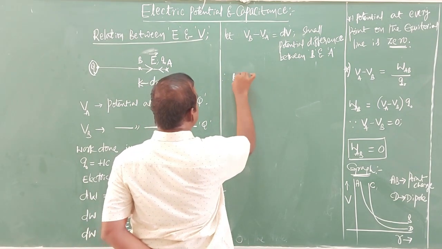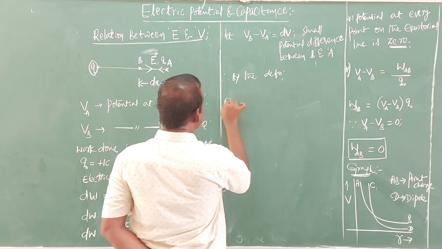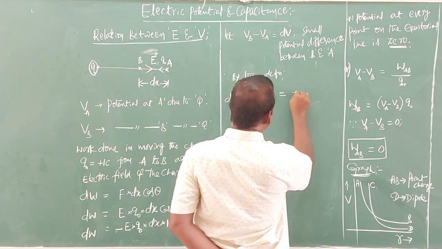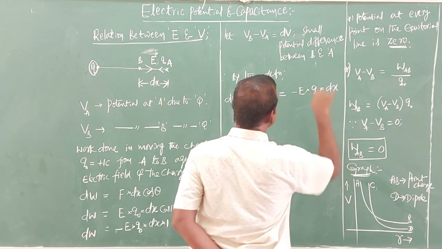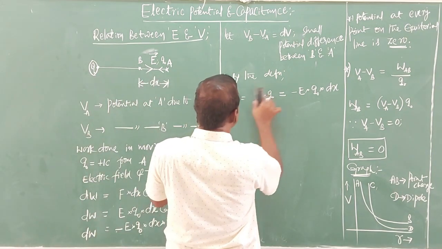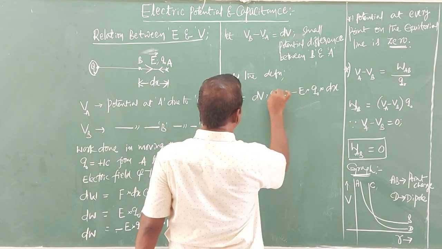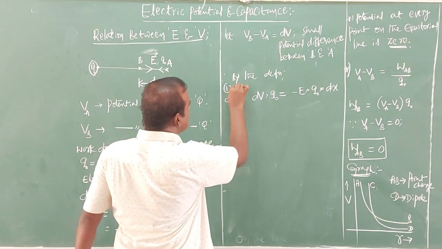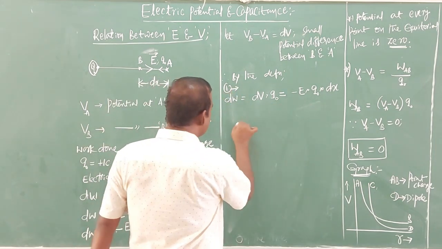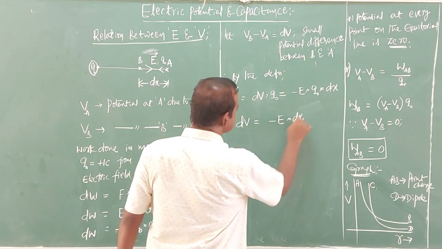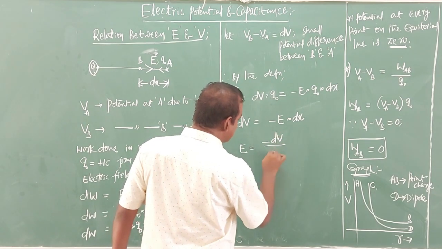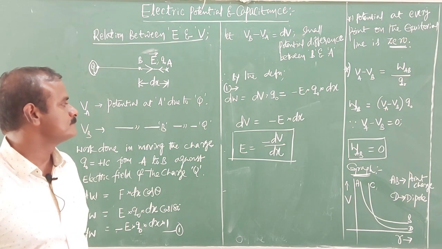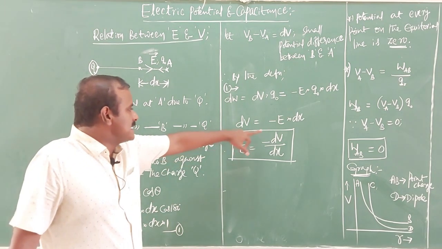Therefore, by the definition, dW is equal to dV into Q naught, which is equal to minus E into Q naught into dx. Look at this very clearly. This is equation 1. Substituting for dW in equation 1, Q naught cancels on either side, you are left with dV is equal to minus E into dx, or E is equal to minus dV by dx. This is the required relation. Remember, minus dV by dx.